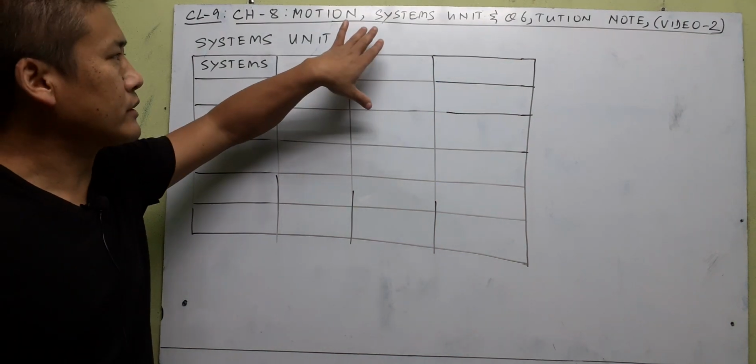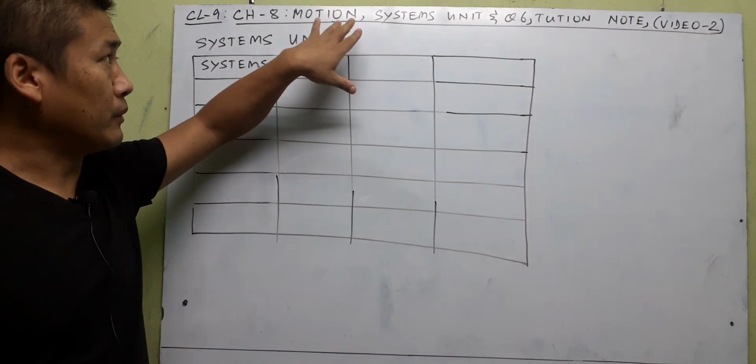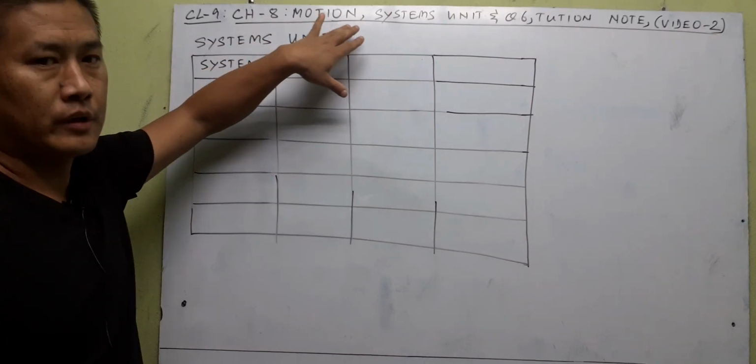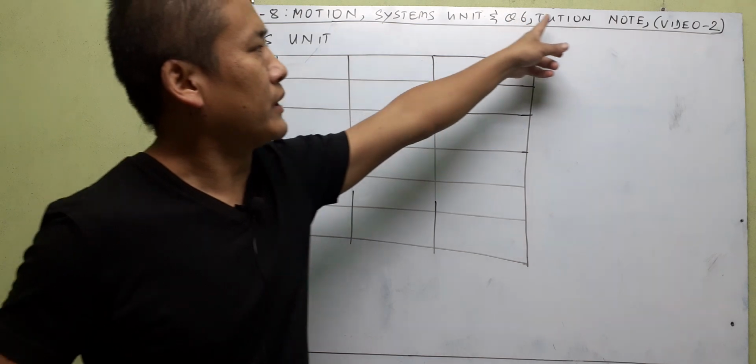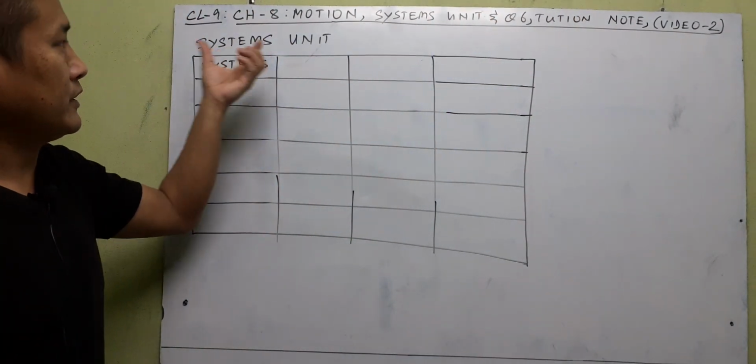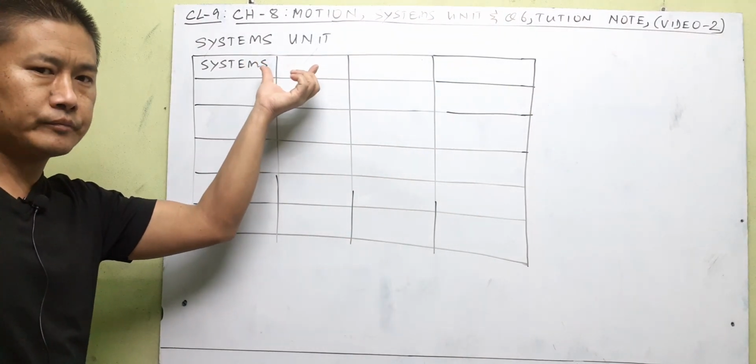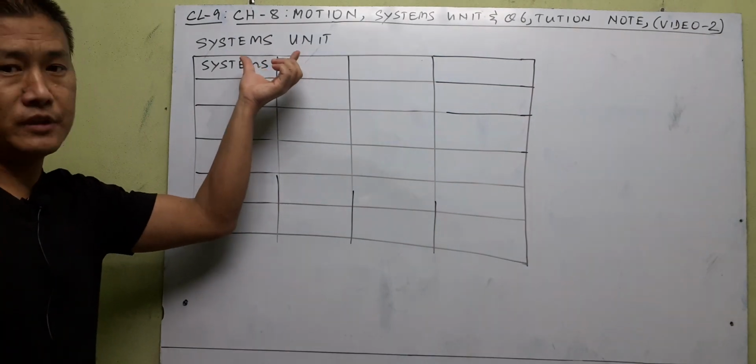Okay, so we're going to discuss in this portion class 9 chapter 8 motion. So before we go to the main topic, we're going to discuss this portion so you can write it down. Okay, so first we will start with our systems unit. Now what do we mean by the systems unit?